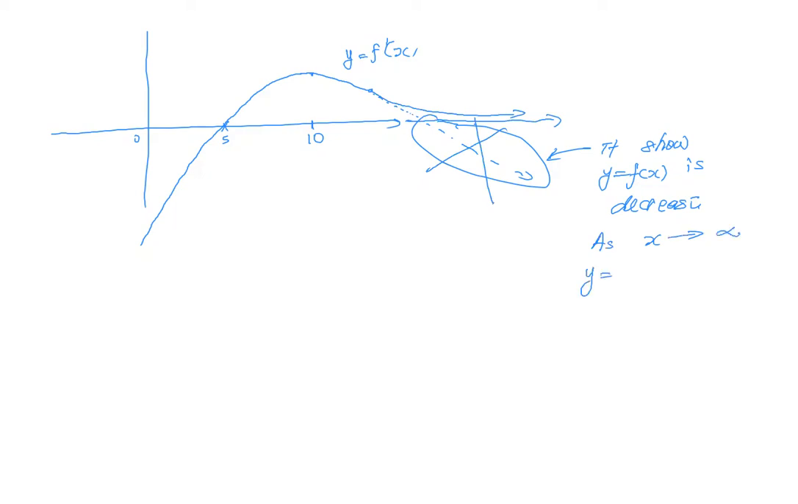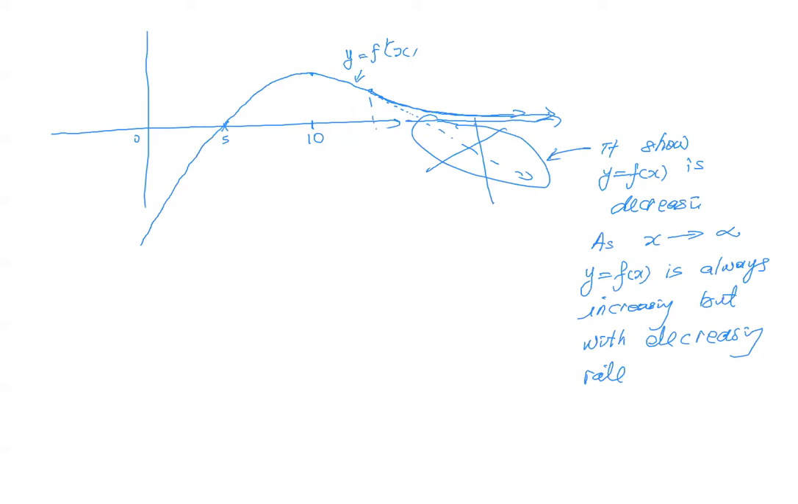Y equals f(x) is always increasing, but with decreasing rate, correct? So the graph of f prime x must always be positive here. So you have to go like that. So this is my f prime x graph. That is what I know. So there is an inflection point here. So for my f double prime x, I know before this it is positive.